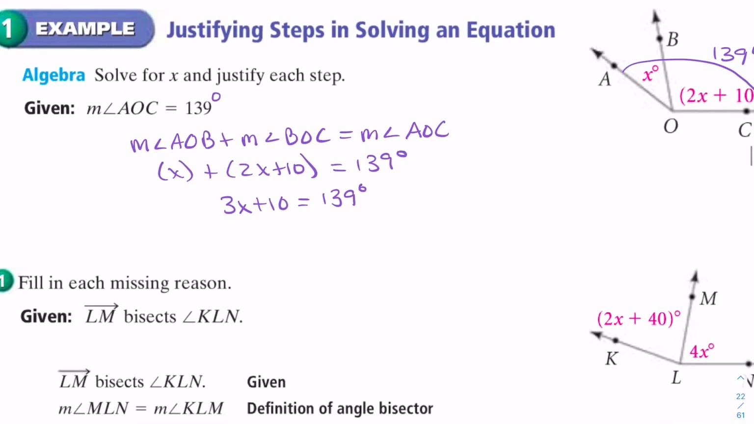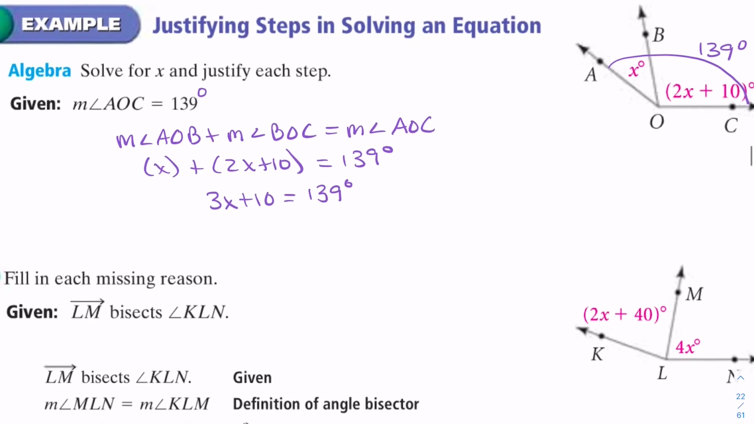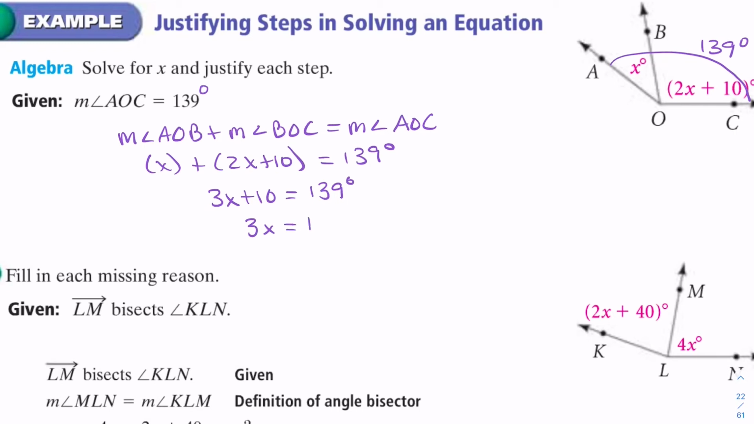I'm also not going to show work for this next one. So I'm going to say that 3x equals 129 degrees. See how I'm doing the work without actually writing it out? And then I'm going to say x equals 43 degrees. Now, let me ask you, how did I get from this step to this step? And I hope you see that I divided both sides by 3.